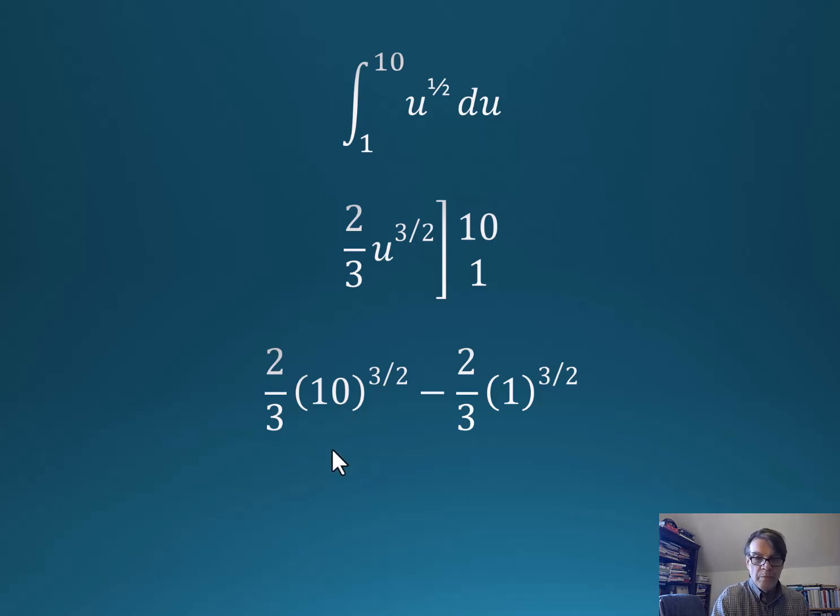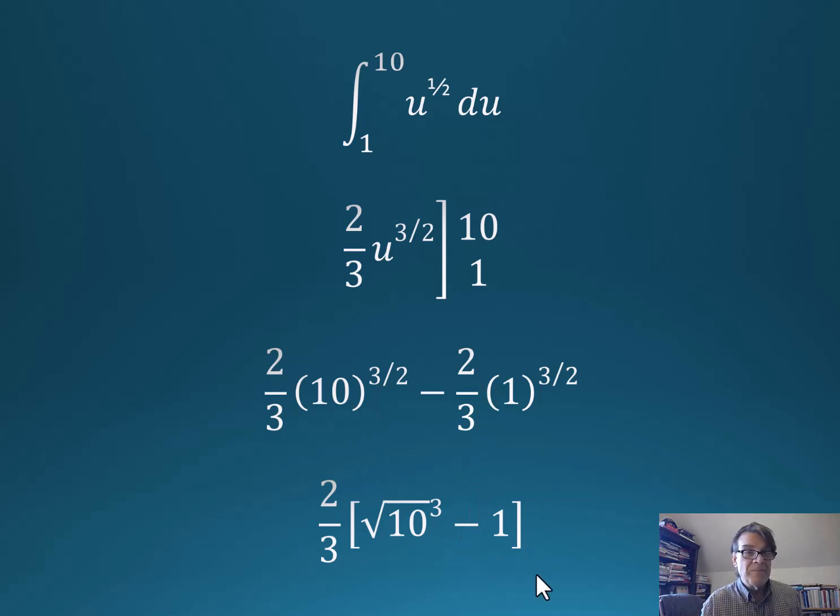So basically it ends up being, and I factored out the 2/3 because you've got 2/3 on both of these, 2/3 times the square root of 10 cubed minus 1. But anyway, I went ahead and saw it through, right? It's a bit not as nice as a nice one would have been. But that's okay. You got the concept.